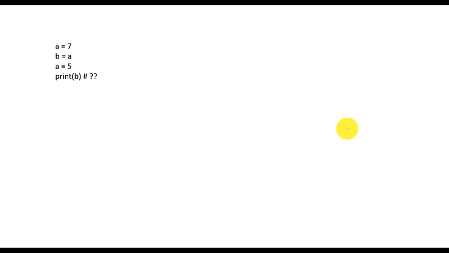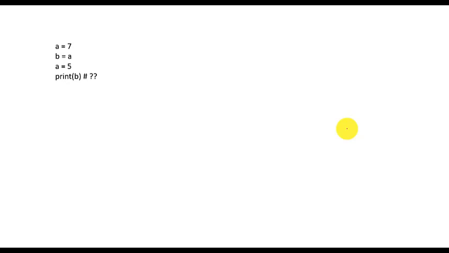Now if your answer is 5, then I am sorry, the answer is not correct. The correct answer is 7. Why? Let's try to understand that. As per our current understanding, a and b are pointing to the same memory block. So when we change the value of a to 5, the value of b should also change to 5, right? But it does not happen that way.